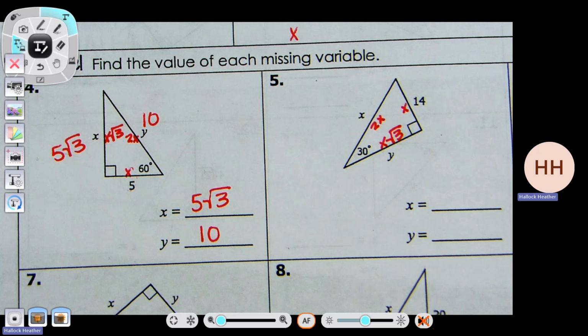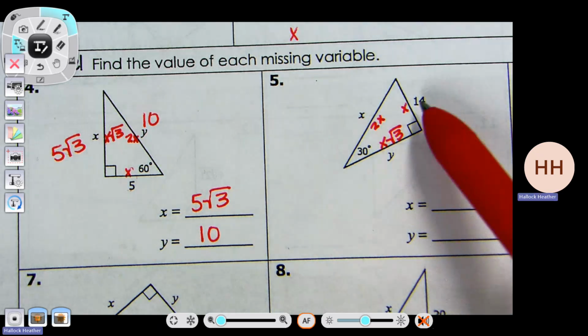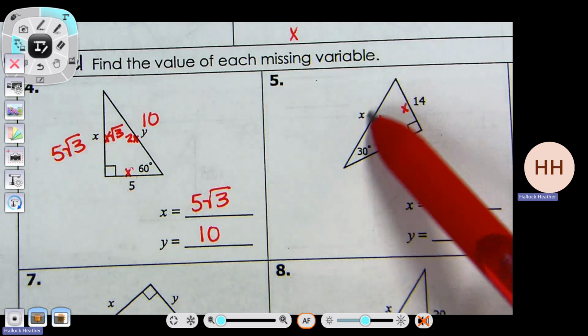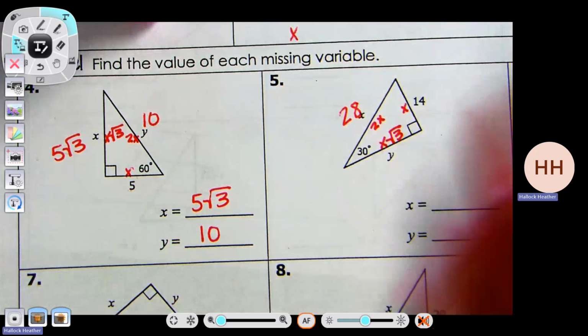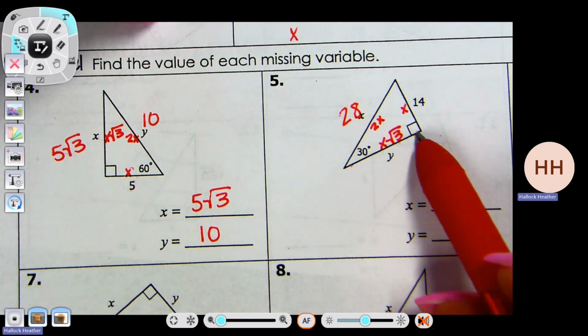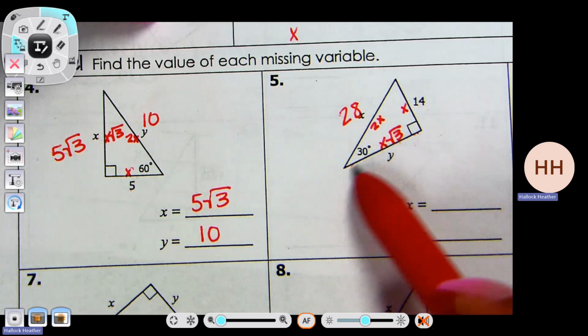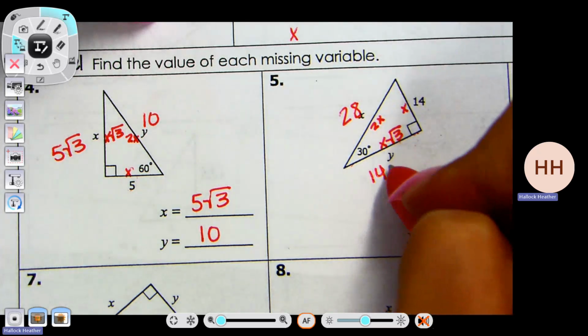So the hypotenuse will always be multiplied by 2. Okay, so if this is X, what's my hypotenuse going to be? 28, because I double it. And then this is X square roots of 3, X is 14, so what's this length? 14 square roots of 3.